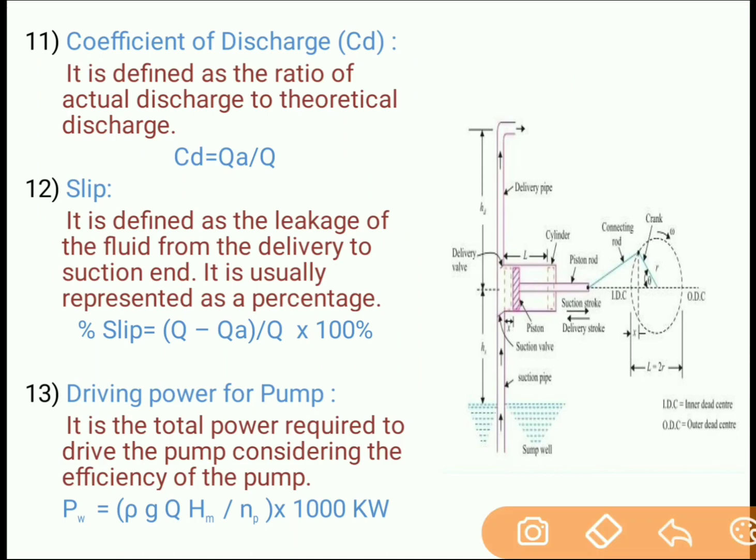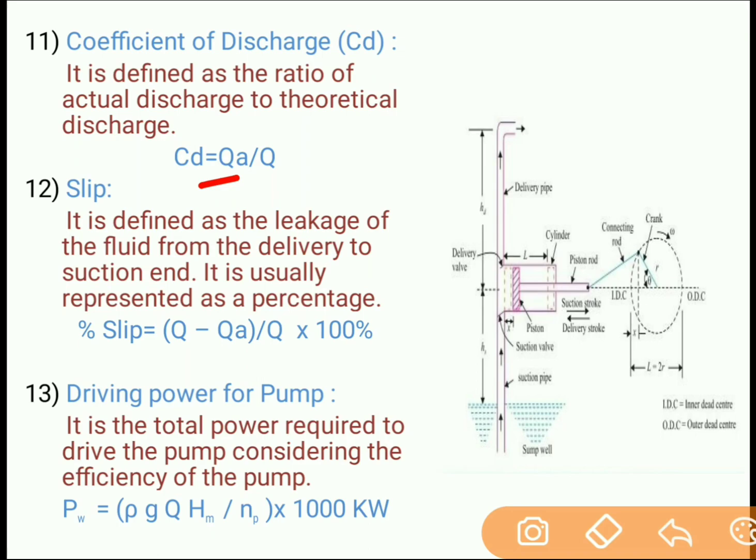Now let's move to the next terminologies. 11. Coefficient of discharge. It is defined as the ratio of actual discharge to the theoretical discharge. Whenever you calculate discharge at the end of the delivery pipe, that discharge is the theoretical discharge. Actually there will be some losses or leakages inside the pipe or inside this pump. So these small leakages we have to neglect for calculating the theoretical discharge.